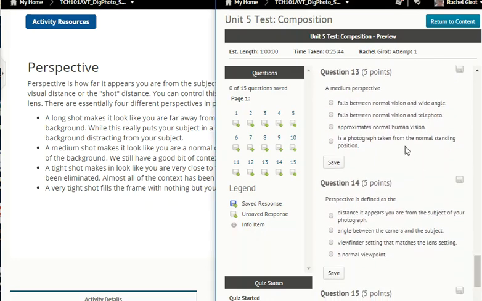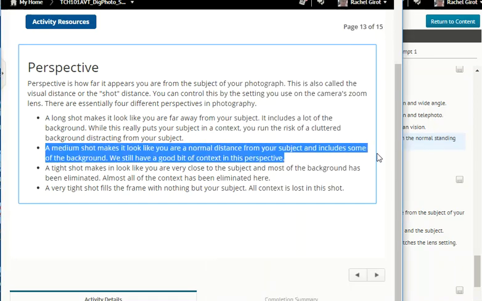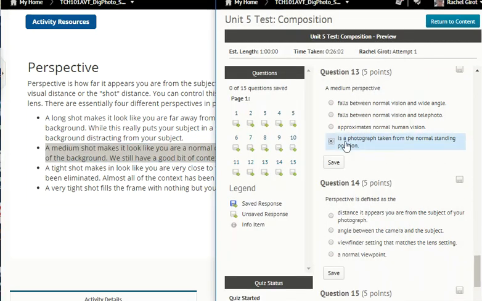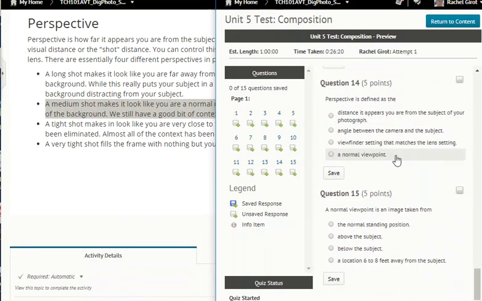Question number 13. A medium perspective falls between a wide angle and a tight shot, approximates normal human vision, is a photograph taken from the normal standing position. Let's see. A normal distance from your subject and includes some of the background. I am assuming that they mean is a photograph taken from the normal standing position. Yeah, I'm hoping that's what they meant, because it's not using the same words, and that could be interpreted different ways. So let us hope that that's what they meant.